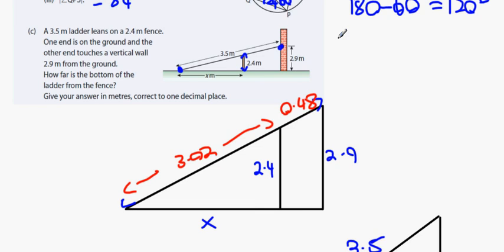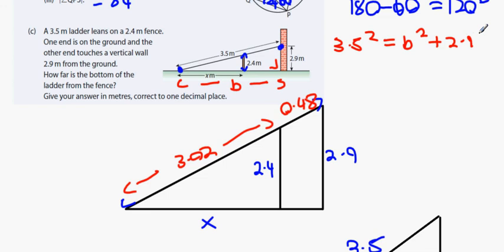Okay, so what we're going to do next is put Pythagoras' theorem. The hypotenuse is 3.5 squared, and we know it's a right angle triangle because the ground is level and this goes up. So it's going to be 3.5 squared equals, now this isn't x, I'm just going to call this length b for the bottom, so b squared plus 2.9 squared. B squared is therefore equal to 3.5 squared minus 2.9 squared.